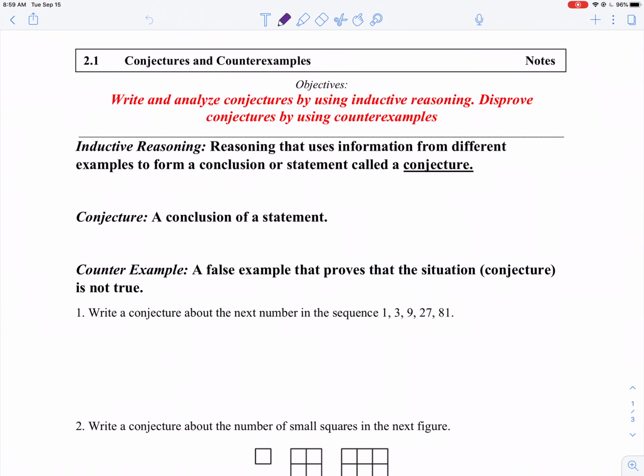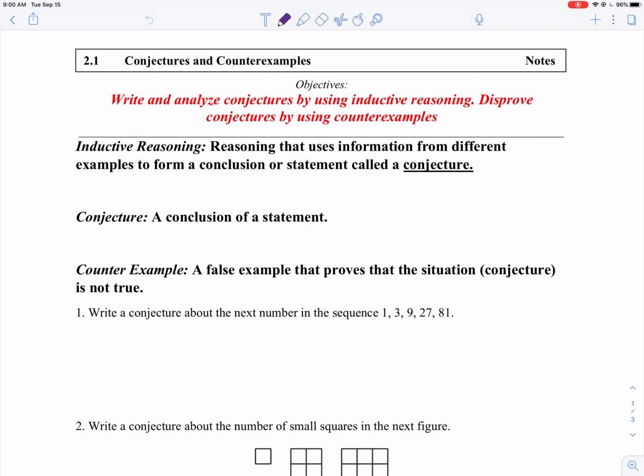We're going to do section 2.1 notes, conjectures, and counterexamples. Our objective for this section, starting unit 2, when we talk about proofs, is that we're going to be able to write and analyze conjectures by using inductive reasoning, and we're going to be able to disprove conjectures by using counterexamples. These are some of the definitions from the book. I'm also going to put a little bit more specifics, and I'm going to have a PowerPoint online.